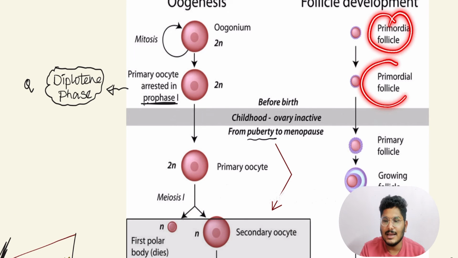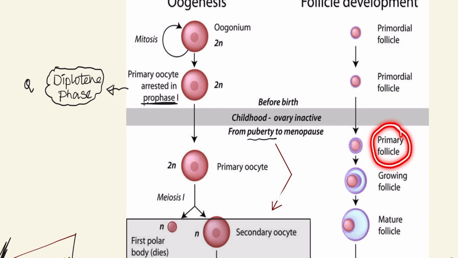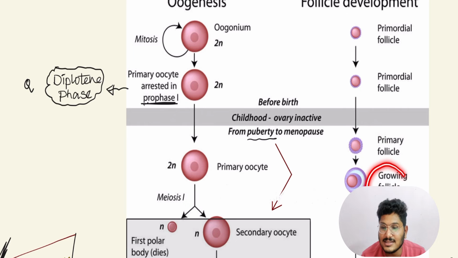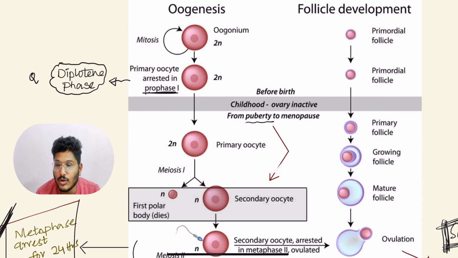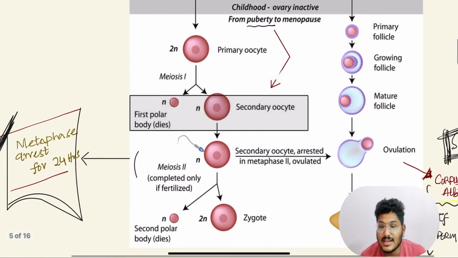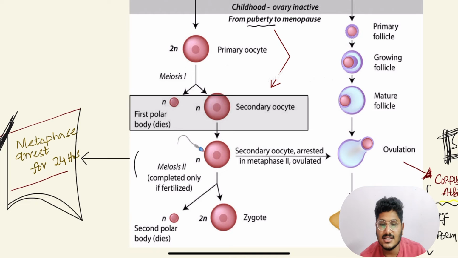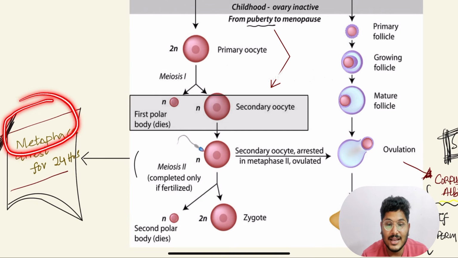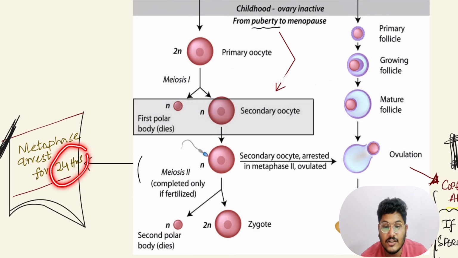So the primordial follicle, during the course of development, is converted to a primary follicle, and whenever puberty strikes, they are converted to growing follicles, and finally they form a mature follicle. In the mature follicle, the secondary oocyte does not complete the second meiotic division right now, because when it starts its second meiotic division, it is arrested again, at metaphase of meiosis 2, for 24 hours. This is very important. The second meiotic division is not completed right now.